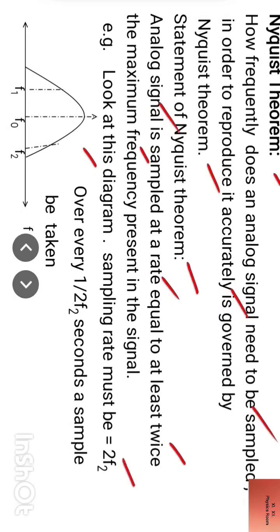Sampling rate must be twice f2 because f2 is the maximum frequency in the signal. Over every 1/2 f2 seconds a sample is taken. So this is how Nyquist theorem suggests to us how to take the samples.